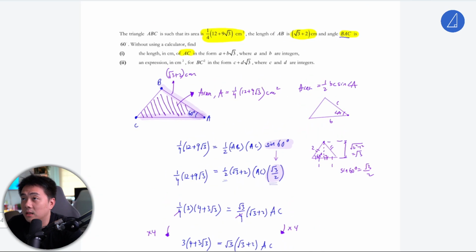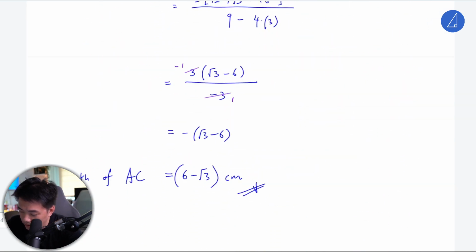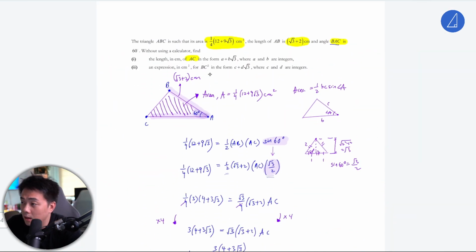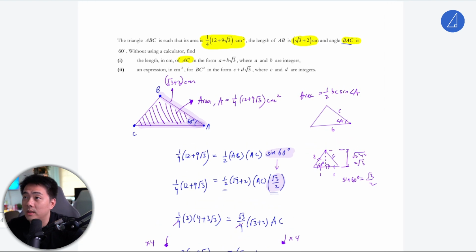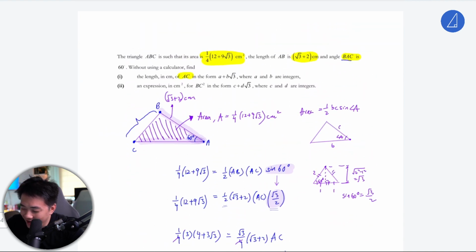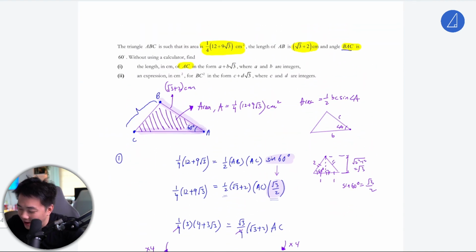The next part is pretty okay. We just need to find the term of BC square in C. Okay, great. So BC, do we have BC already? Oh, we need to find BC. BC square. Okay, so this is BC square. You're going to use cosine rule. Cosine rule. Okay, so part two.